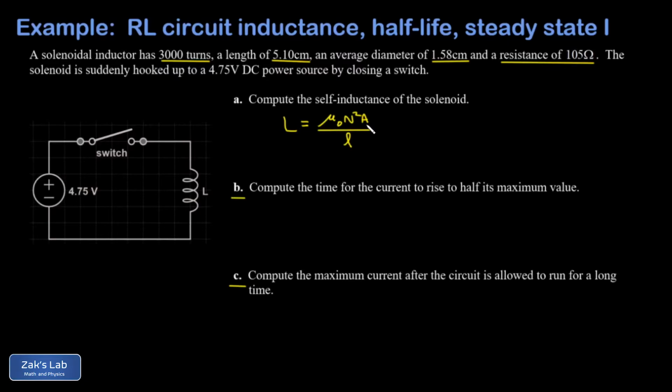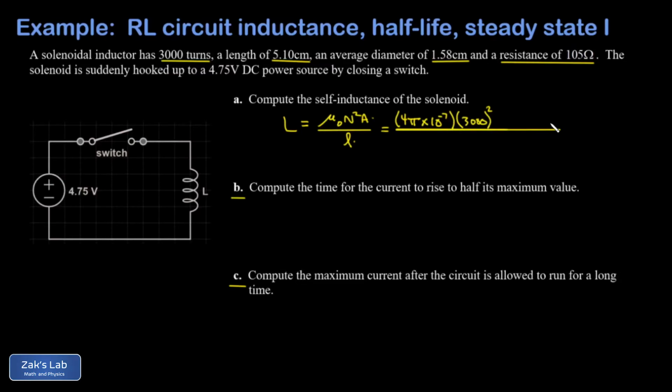It turns out the formula is mu naught n squared A over l, where mu naught is the permeability of free space, n is the number of turns in the coil, A is the cross-sectional area of those turns, and little l is the length of the coil. So we plug in the permeability of free space, that's 4 pi times 10 to the negative 7. The number of turns, that's 3,000.